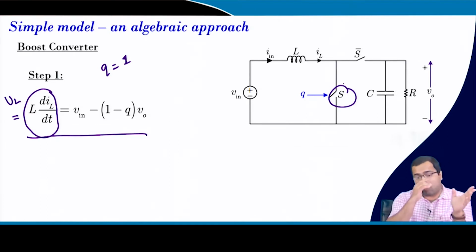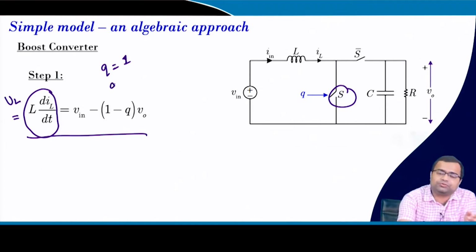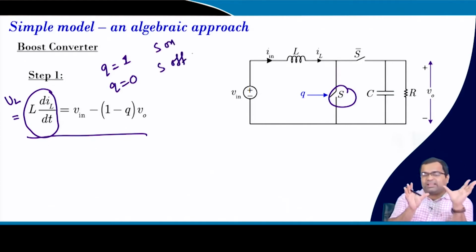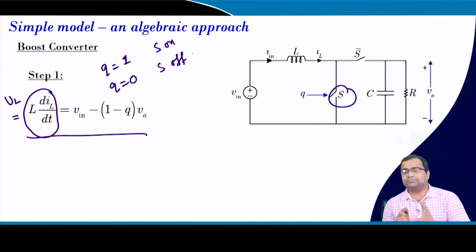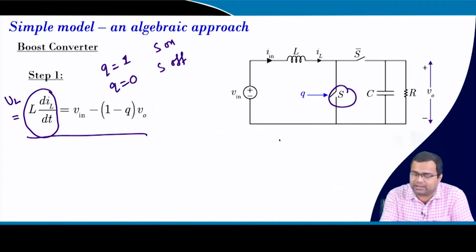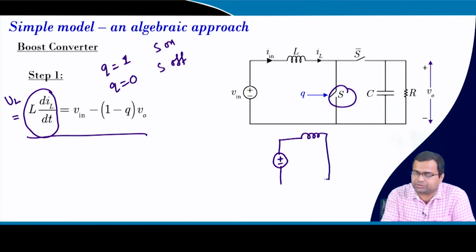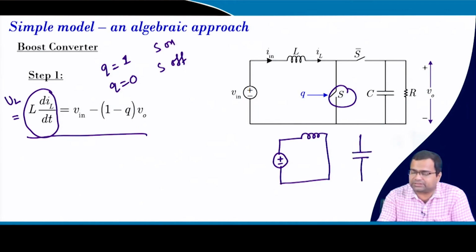And when the switch is off, Q equals 0, then the voltage across the inductor is the input voltage minus the output voltage. One thing you will observe: when the switch is on, the equivalent circuit will be like this, the inductor is simply shorted here and the capacitor will discharge across the resistance.